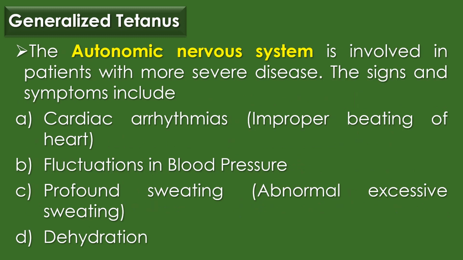The autonomic nervous system is involved in patients with more severe disease. The autonomic nervous system regulates the functions of the internal organs of the human body, and the signs and symptoms include cardiac arrhythmias, that is, improper beating of the heart, fluctuations in blood pressure, profuse sweating or abnormal excessive sweating, and finally dehydration.